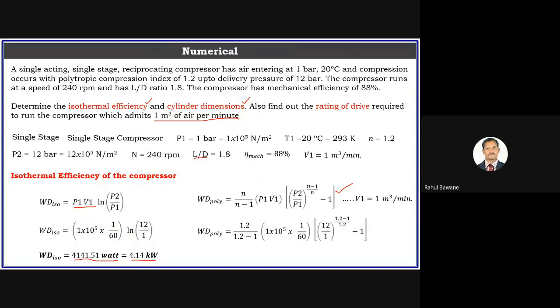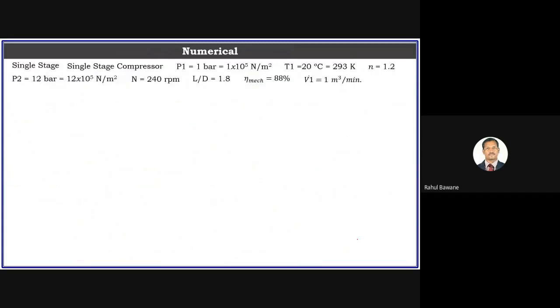Now polytropic work done. Polytropic work done, we know this is the formula for polytropic work done. Then use all the given data. So we come to know that polytropic work done is 5.1 kilowatt.